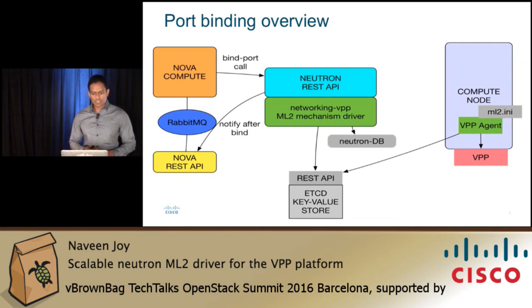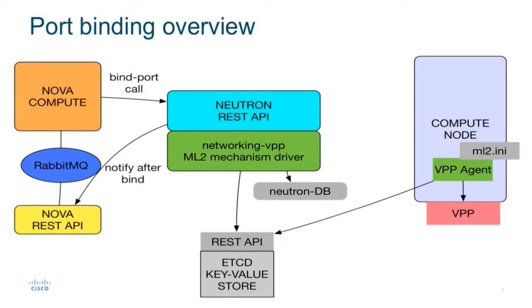So this diagram shows the details of port binding with VPP. On the left-hand side, you can see Nova Compute. When you launch a virtual machine, what Nova Compute does is it sends a bind port call to Neutron. It basically calls the Neutron APIs. And since we have the networking VPP mechanism driver, our driver receives that call. And what it does is it sends a request to etcd.